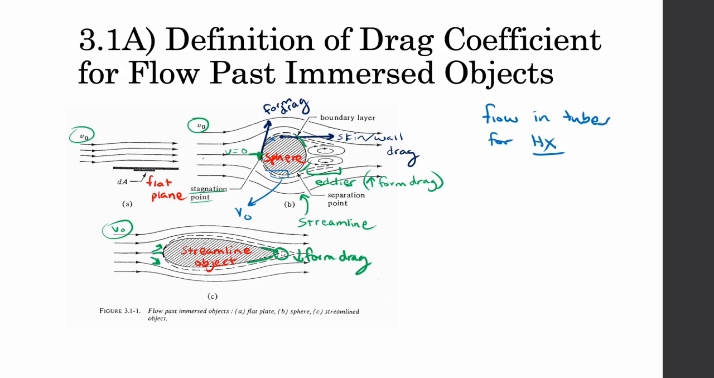So the key takeaway from this is that we can understand the two key forces from this. We have those related to form drag and skin wall drag, which will serve as our net force for the system.